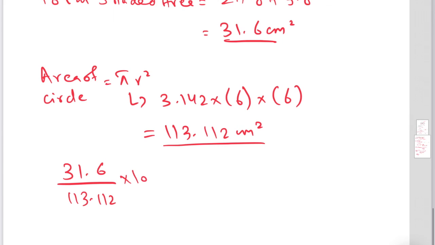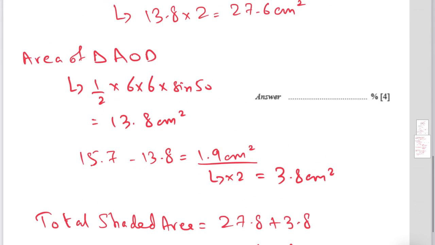Okay, to find the percentage of shaded area, we do 31.6 over 113.112 times 100. So 31.6 divided by 113.112 times 100 gives us 27.9%. So that is your answer. 27.9% is the shaded area. I hope this question made sense.